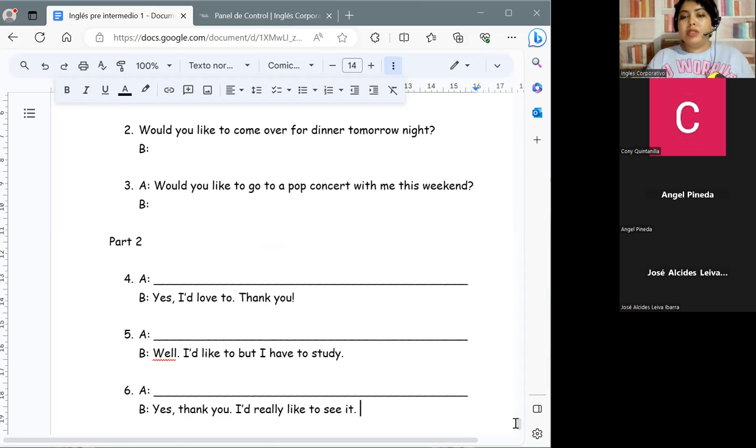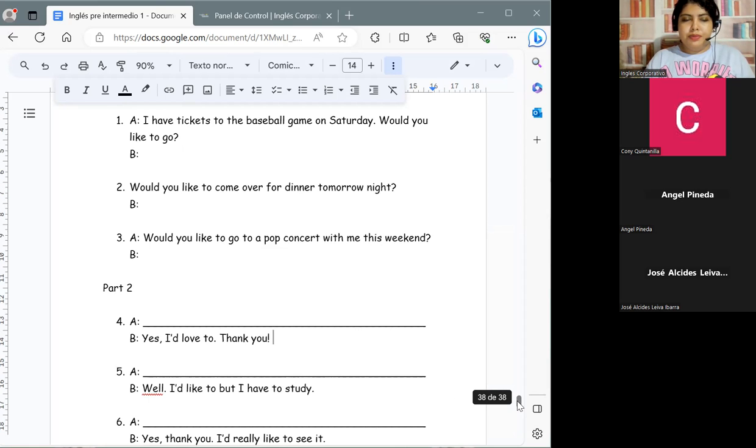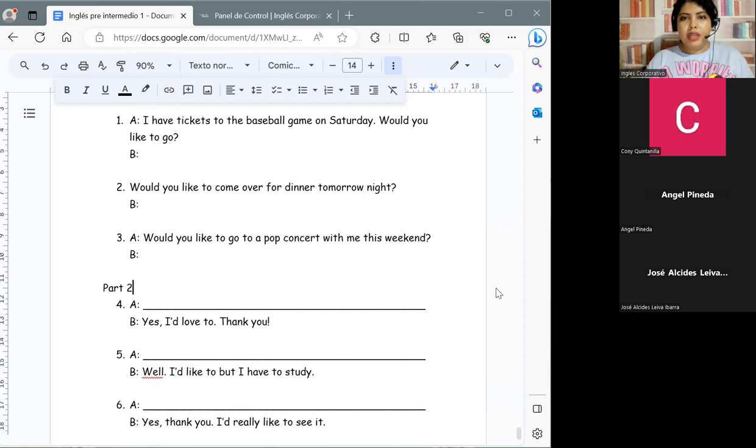Ok, aquí tenemos las dos partes del ejercicio. I'm going to take this a little bit like this. I think I'm going to move this one. Like this. Ahí tenemos las dos partes. Uno, donde ustedes me van a responder a mis invitaciones. Y la segunda, donde ustedes me van a hacer invitaciones y ahí tienen la respuesta.